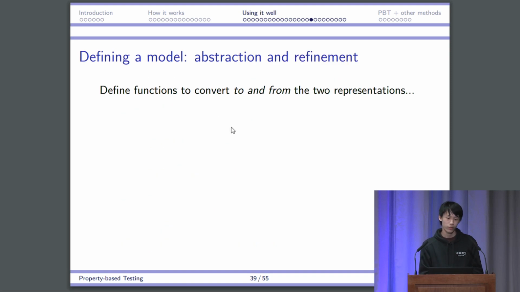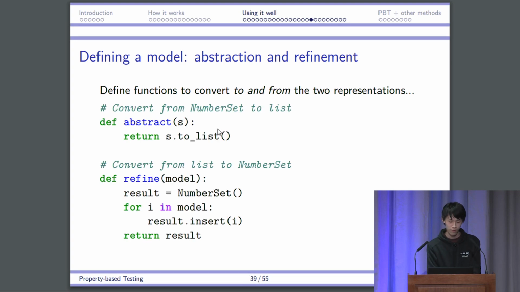So first of all, we need to define two functions. We need to define a function to convert to the abstract representation, or to the model, and we need to define a function to convert from the model to our number set. So the functions look something like this.